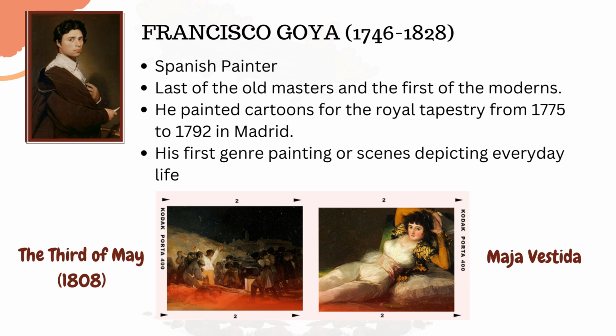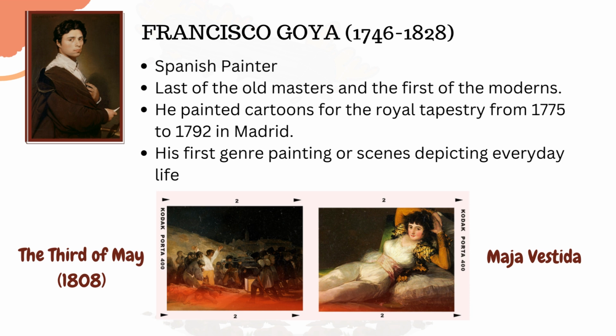Si Francisco Goya, he was a Spanish painter naman who was considered as the last of the old masters and the first of the moderns. Kasi parang last na siya sa Neoclassicism, pero una siya when it comes sa Romanticism. He painted cartoons for the royal tapestry or yung kanilang mga fabrics from 1775 to 1792 in Madrid. And his first genre painting or scenes, he depict everyday life.